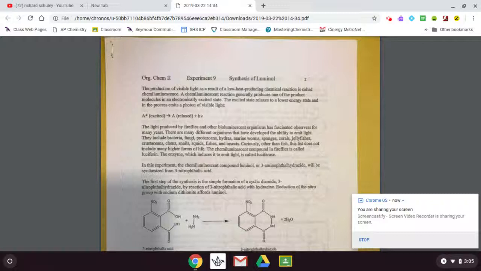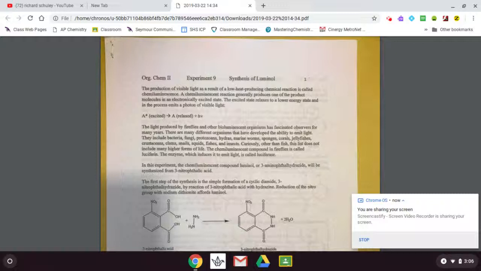creating a molecule that can luminol, which if you treat it correctly, the luminol will then give off light in a chemiluminescent reaction, meaning we will cause a chemical reaction to happen that will produce light as one of the products.